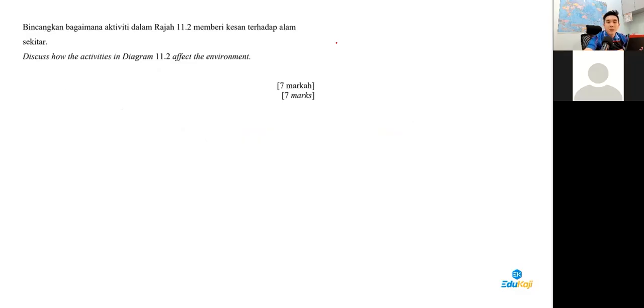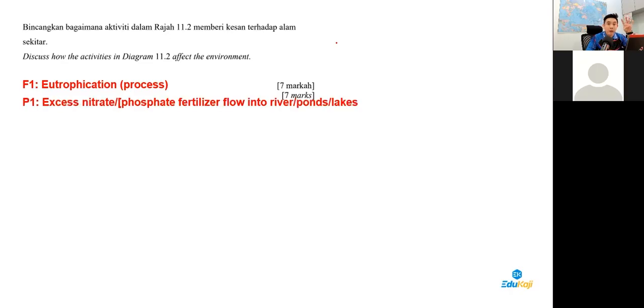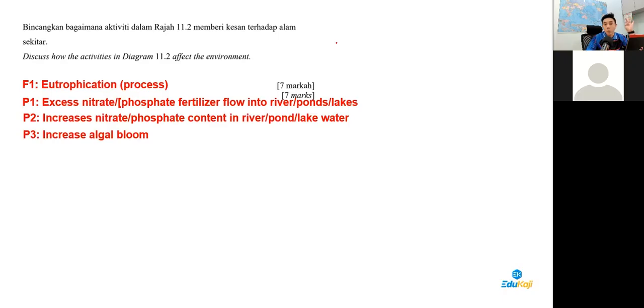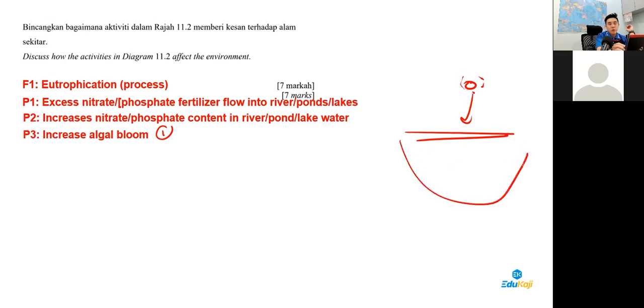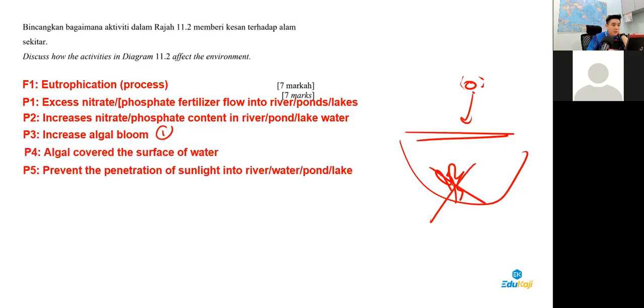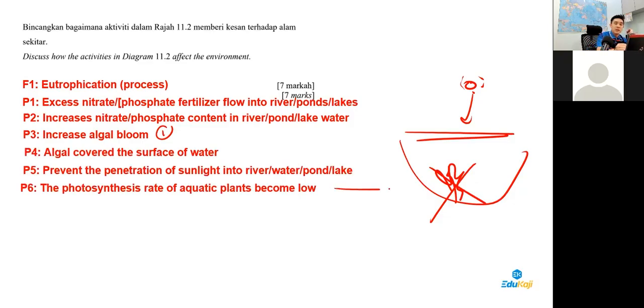So the keyword is fertilizer. Guys, you highlight fertilizer, you draw 1 star because fertilizer causes eutrophication. Okay. Excess, we always say nitrate or phosphate enter a water source, causing algae bloom. This is 1 mark on its own. Okay. When there's algae bloom, sunlight cannot reach the aquatic plants. Photosynthesis will become low, may die.